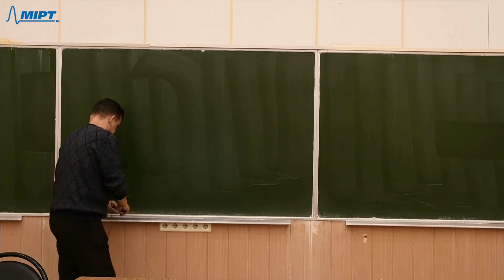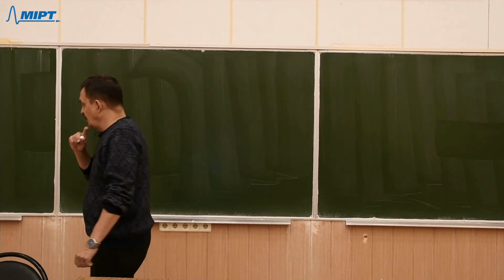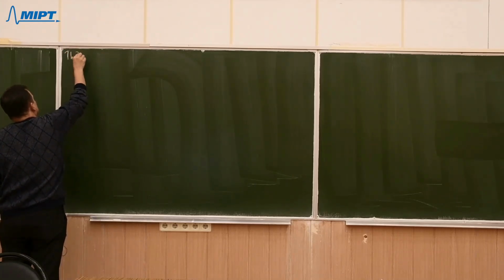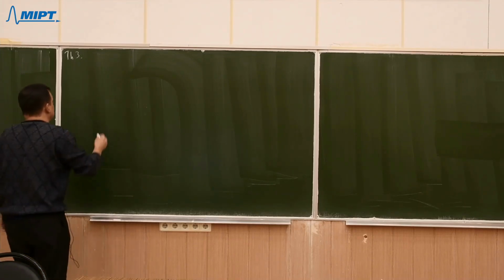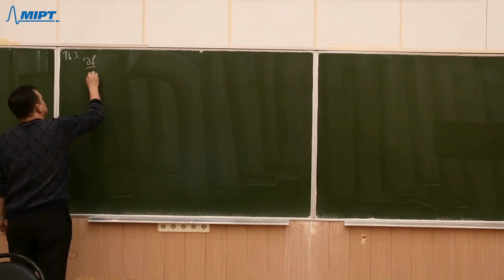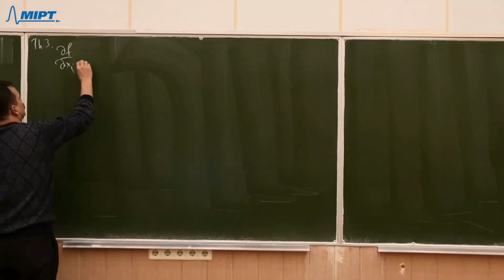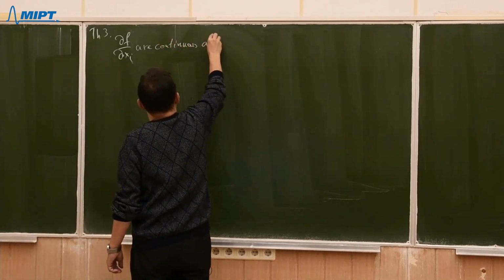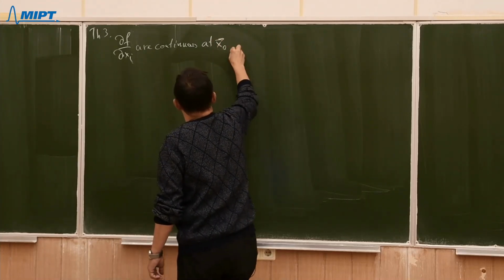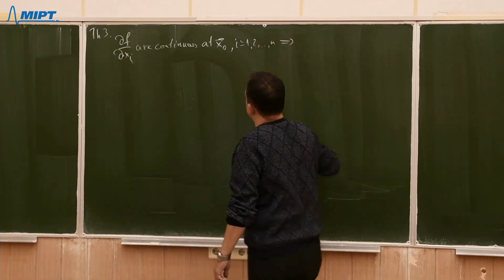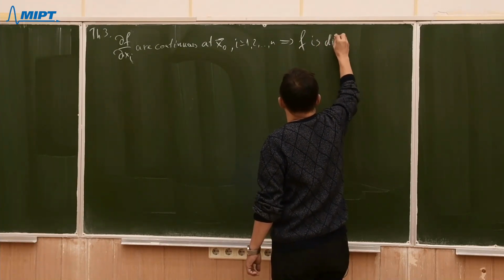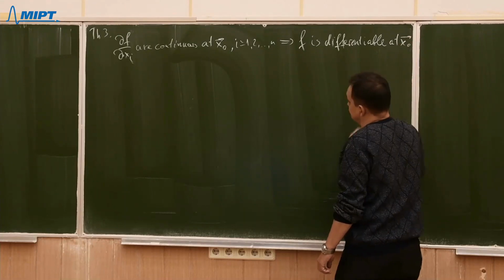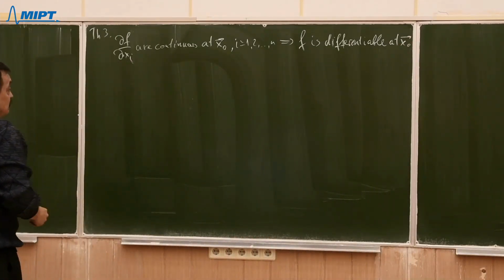We continue to study sufficient condition for differentiability. Let me recall Theorem 3, which was formulated during last lecture. It says: if partial derivatives with respect to every variable are continuous at a point x naught, for i from 1 up to n, then f is differentiable at x naught. That is what was formulated last time.